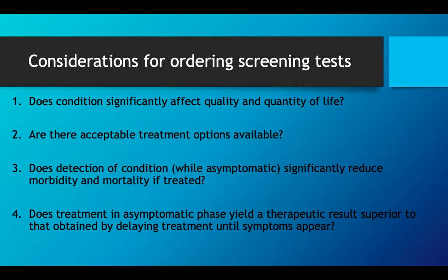Okay. Does detection of the condition while asymptomatic significantly reduce the morbidity and mortality if treated? Again, is this really going to make a difference in the patient's plan of care? Is it really going to help them, or just give us more anxiety and more questions? Does the treatment in the asymptomatic phase yield a therapeutic result superior to that obtained by delaying treatment until symptoms appear? So sometimes, what we call in the NP world is watchful waiting. Sometimes that's the best course, to just see if the symptoms are going to continue, worsen, or even appear at all.